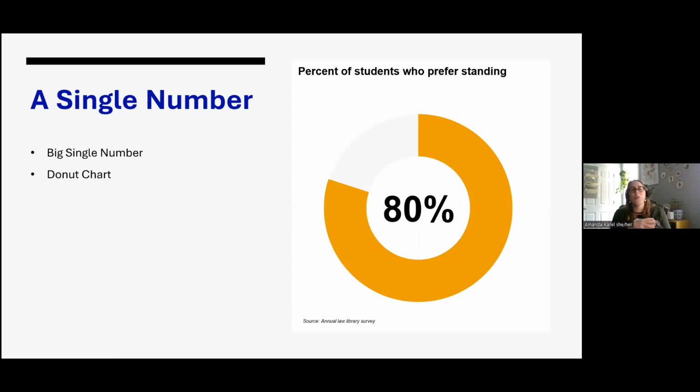A lot of people will drift over to a donut chart for trying to remember a single percent instead of using the single big number. Essentially, donut charts are pie charts with a hole cut in the center. It's essentially a visual ornament around your single big number. So I apparently lost the word desks on my headline, but this is the percent of students who prefer standing desks.